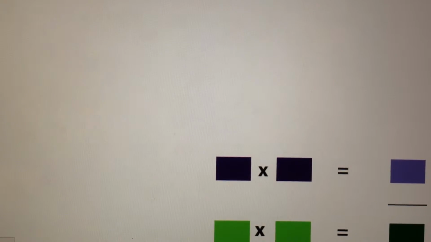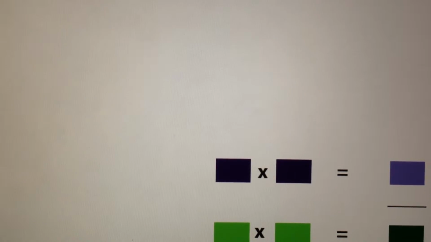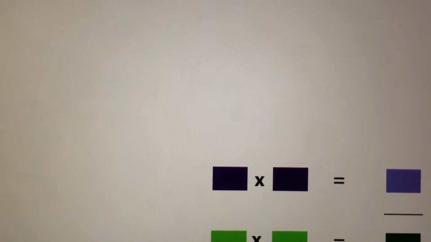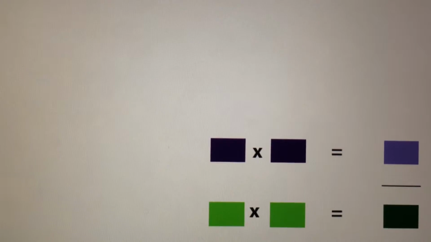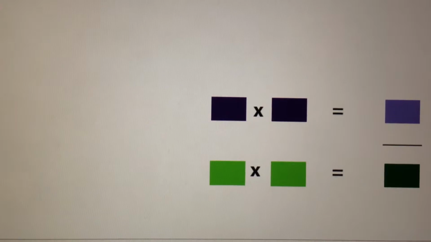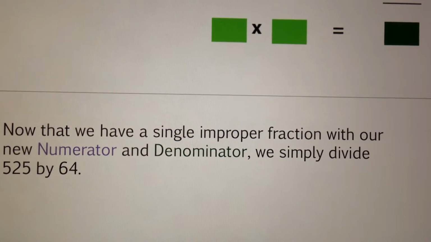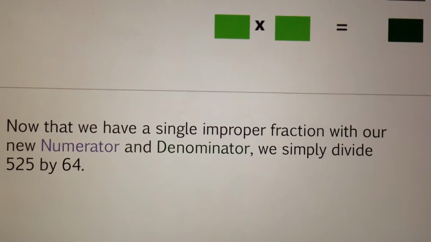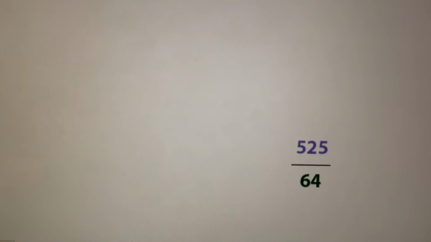So we're going to go purple times purple, our top two numerators, giving us another new numerator in light purple there. And then you see our two light green denominators. We're going to multiply them by each other, giving us a new dark green denominator. So now that we have a single improper fraction with our new numerator and denominator, we simply divide 525, which is our new numerator, by 64, which is our new denominator.